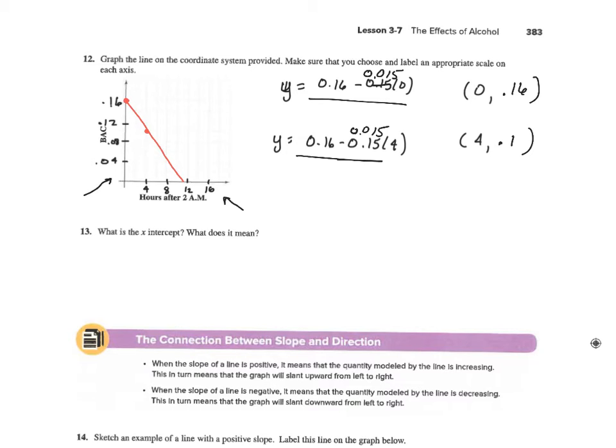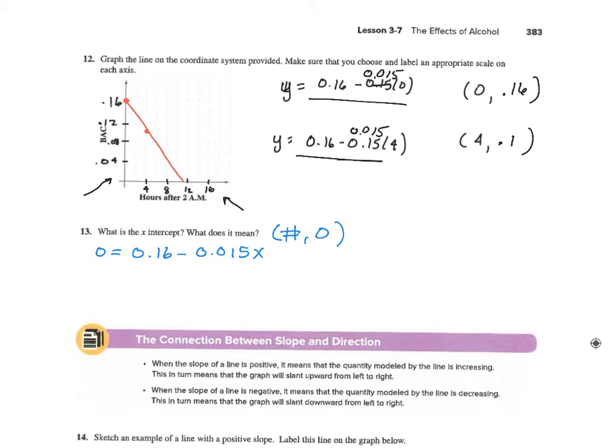Alright, on 13 they asked us what is the x-intercept, and remember the x-intercept is always some sort of number, 0. The y-intercept is 0, number. x-intercept is the number, 0. So that means we need to substitute 0 in for y. And then we're going to solve for x.